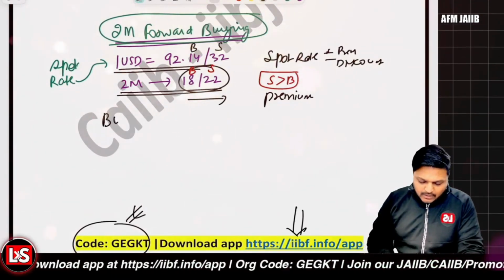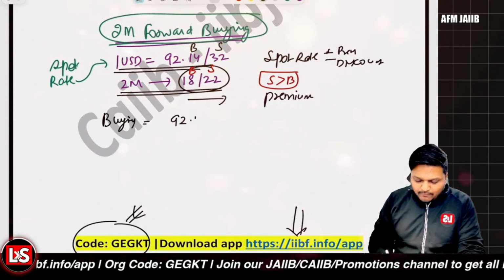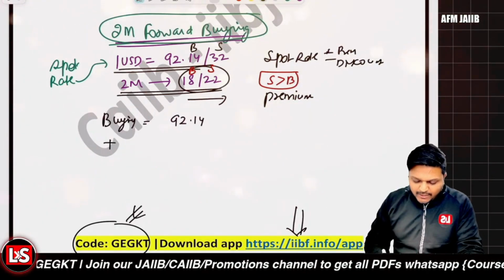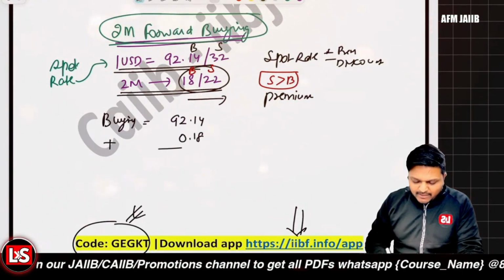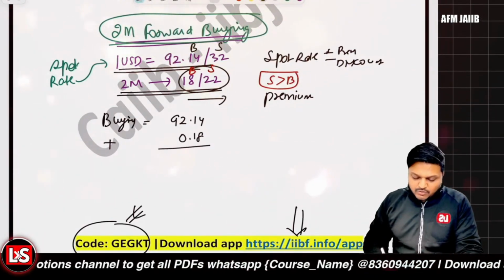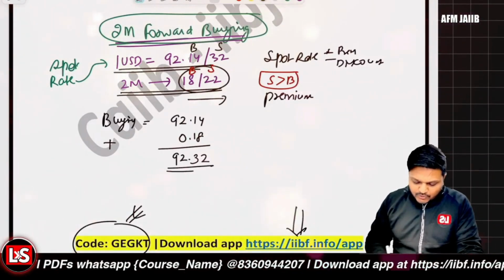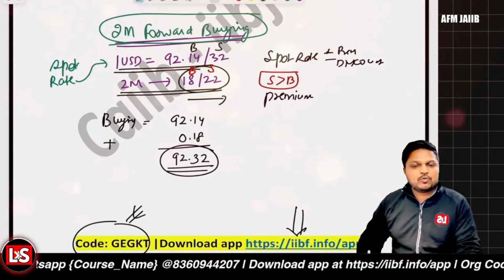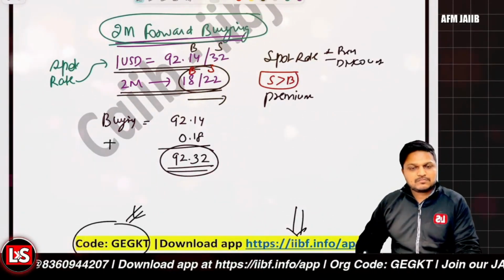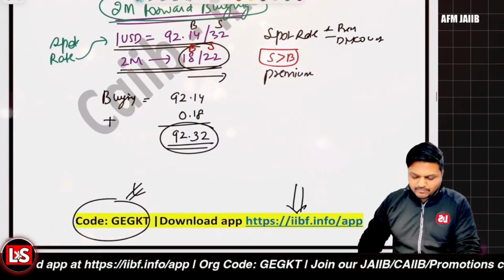So the buying spot rate is equal to 92.14 plus forward points. The buying forward points are 0.18. These forward points are to be added up. So that would be the answer. So it is 92.32. This is the 2-month forward buying rate. Clear with it?